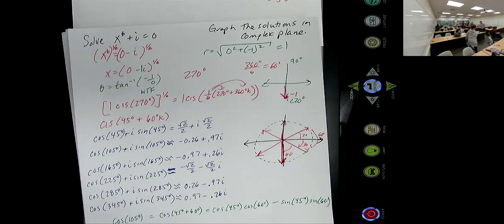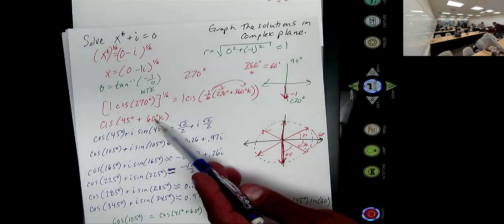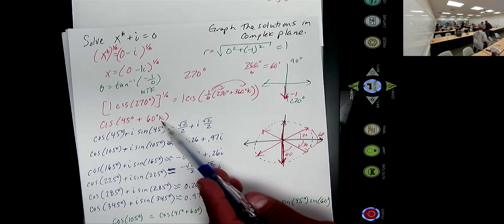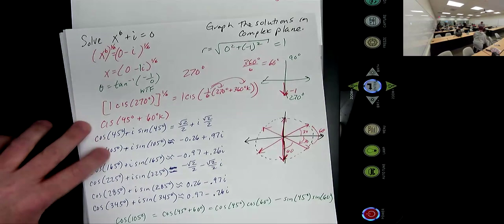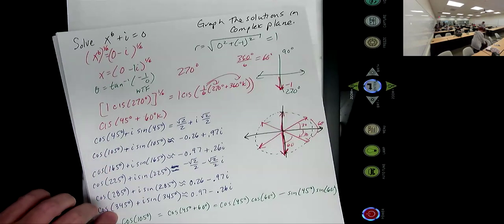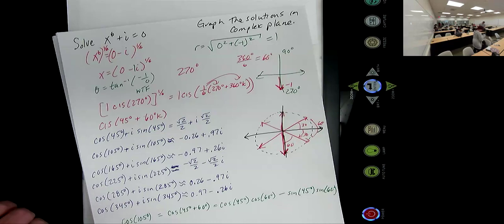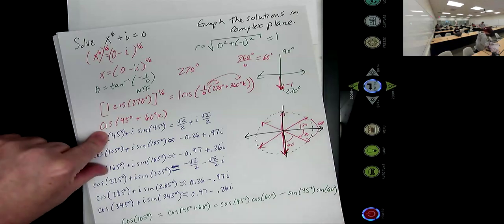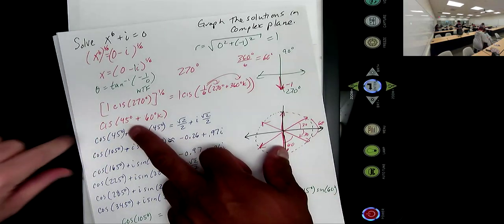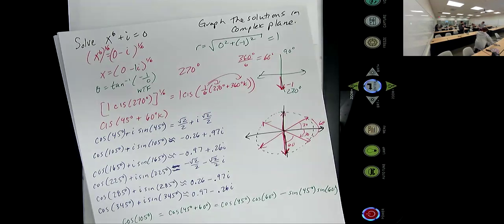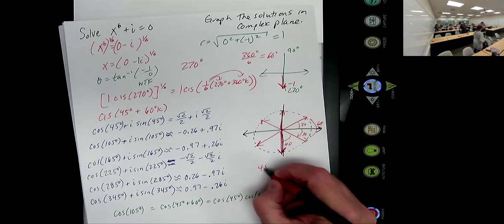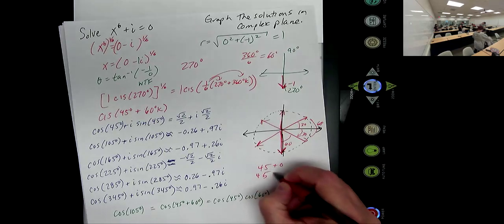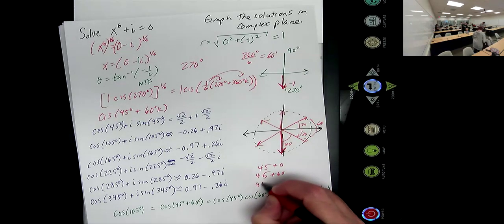Graphing polar equations blows. This one. Just keep adding 60 for each one. Okay. Good test. We have 120 on 145. Yeah, this ends up being 45 plus 0, 45 plus 60, 45 plus 120.